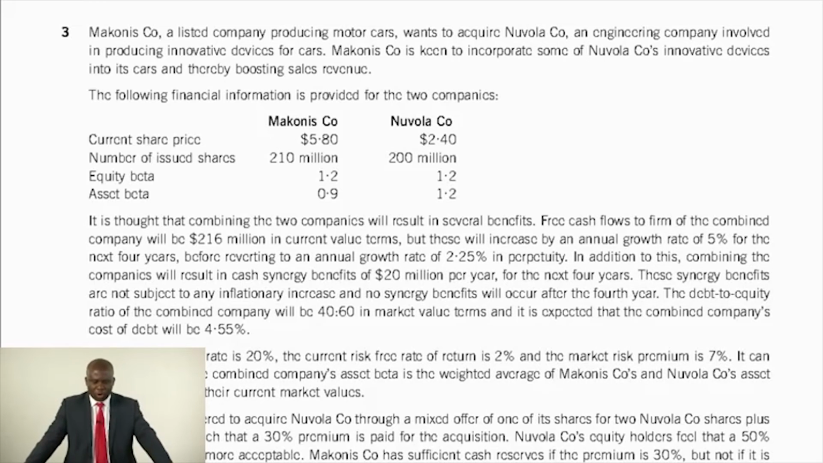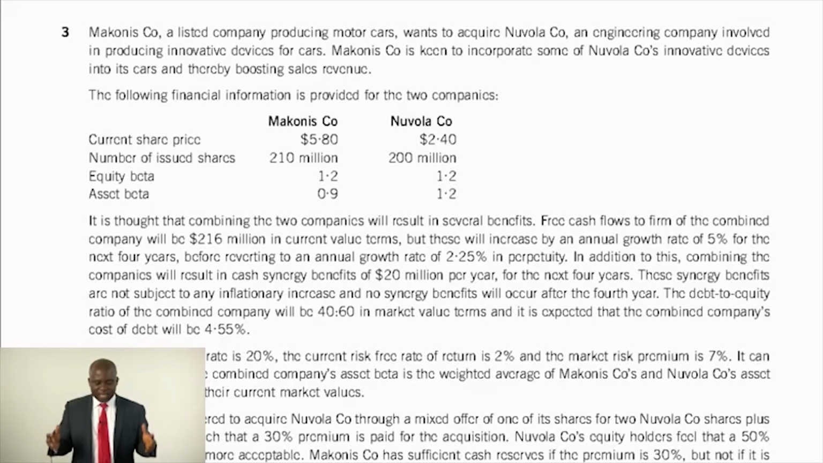So I'll start. Marconi-Scholes, a listed company producing motor cars, wants to acquire Novola Co., an engineering company involved in producing innovative devices for cars. Marconi-Scholes is keen to incorporate some of Novola's innovative devices into its cars and thereby boost sales revenue. The following financial information is provided for the two companies: current share price, number of issued shares, equity beta, asset beta. Is something clicking? Equity beta and asset beta.